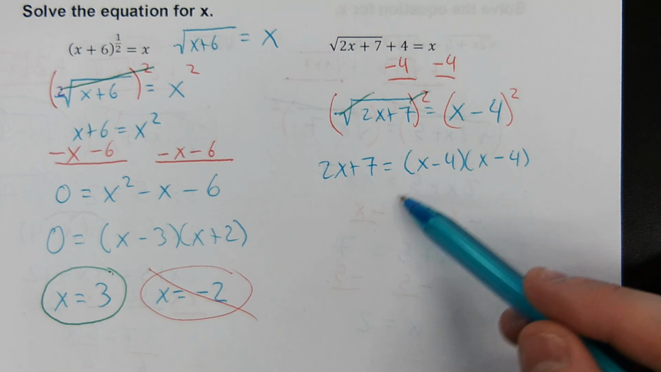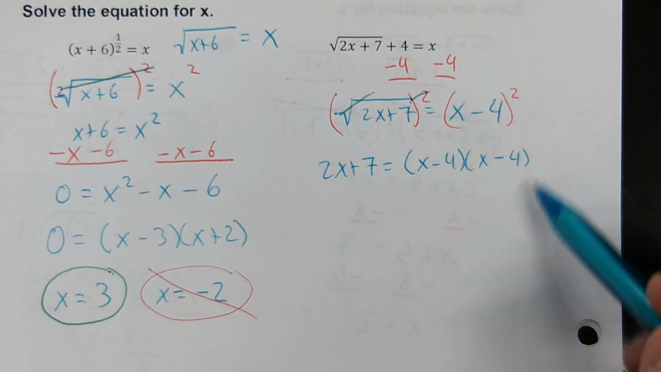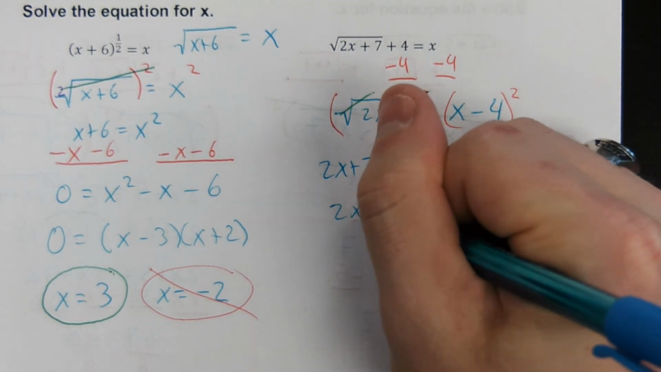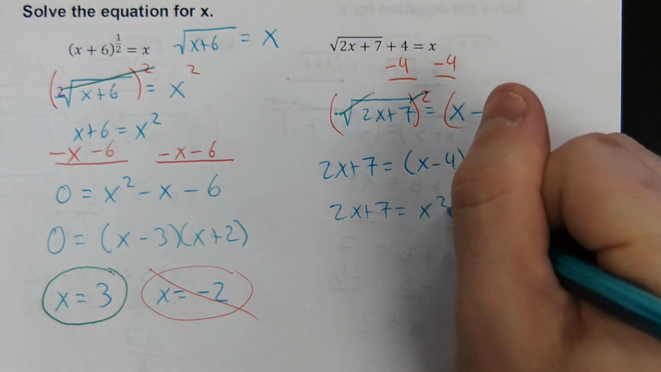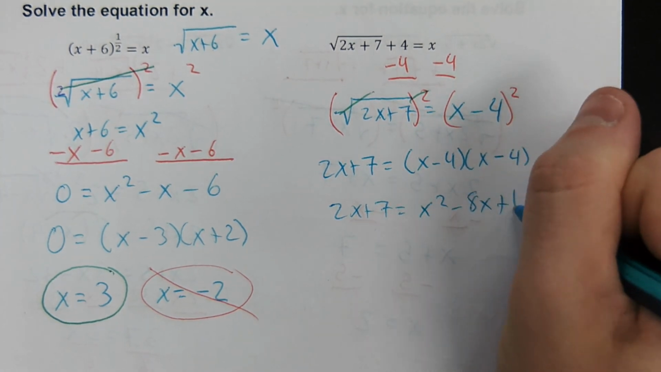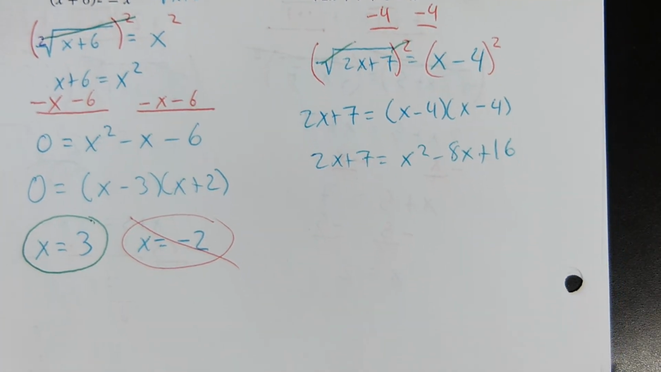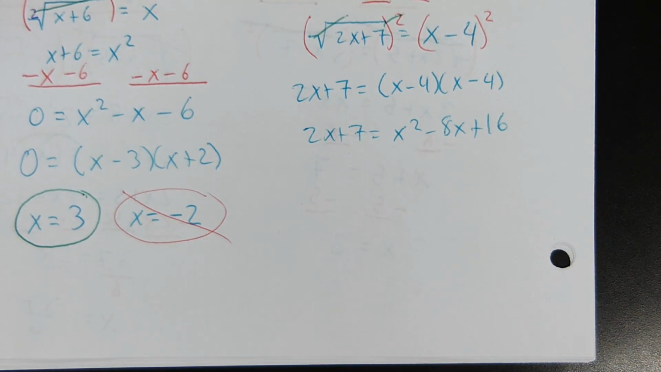So yeah, you would just do x times x, x times -4, -4 times x, -4 times -4. The point is you're going to get 2x plus 7 equals x squared minus 8x plus 16. I have x's with squares and x's without squares. How do I solve this?